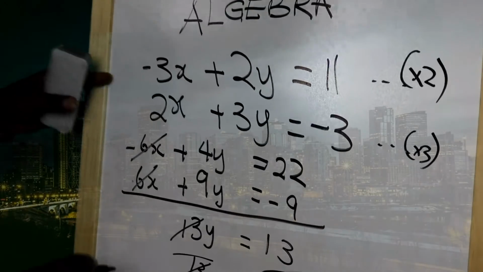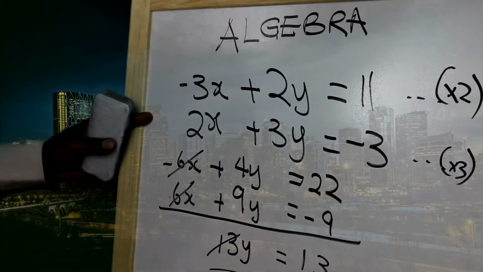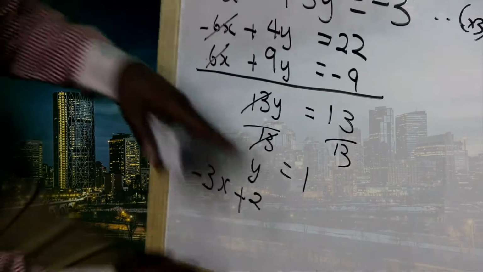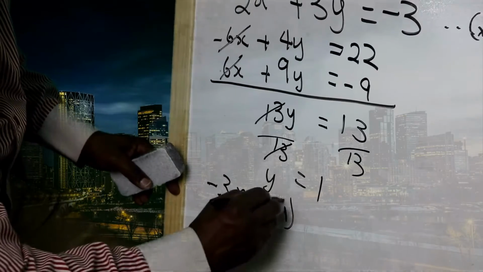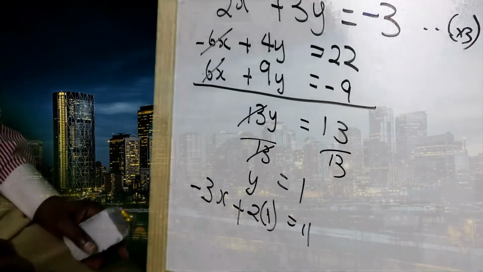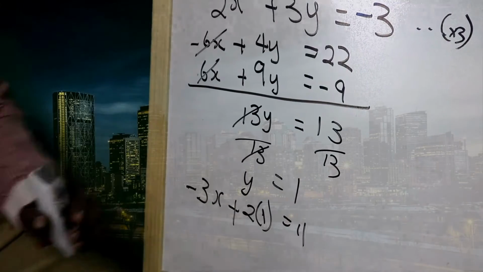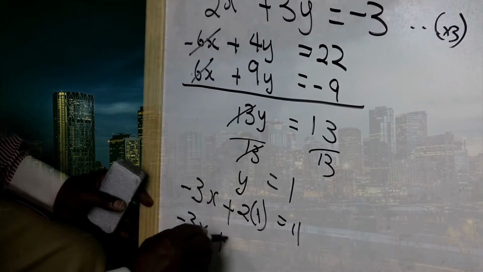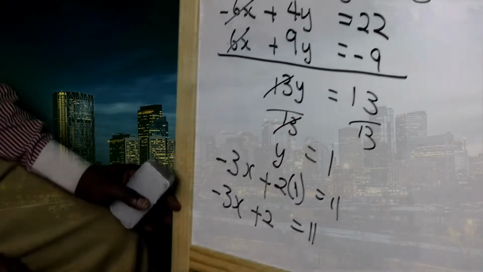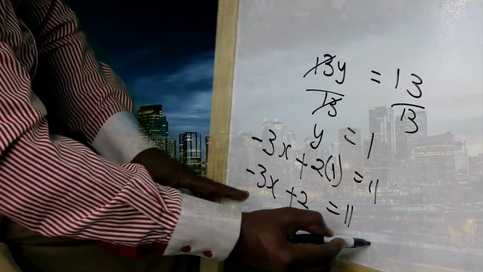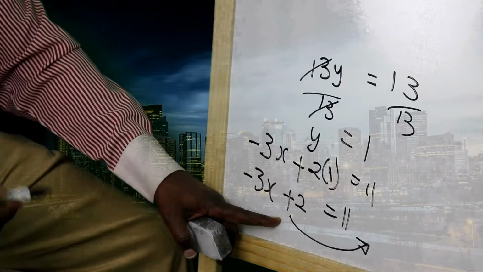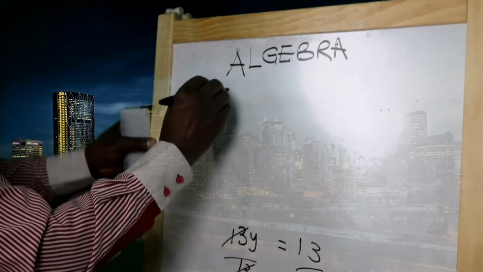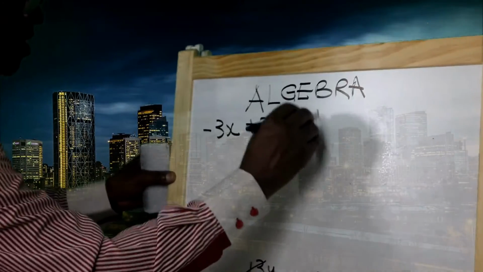So we use the first one again, you get minus 3x plus 2y, y is 1, equals 11. Let's expand this. So we still have minus 3x plus 2 equals 11. What we do is we subtract 2 from, so okay, let me bring it here so you can see better. Minus 3x plus 2 equals 11.